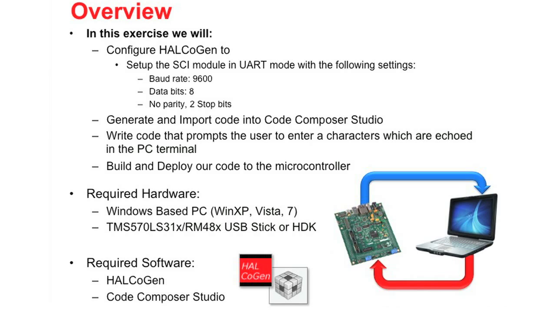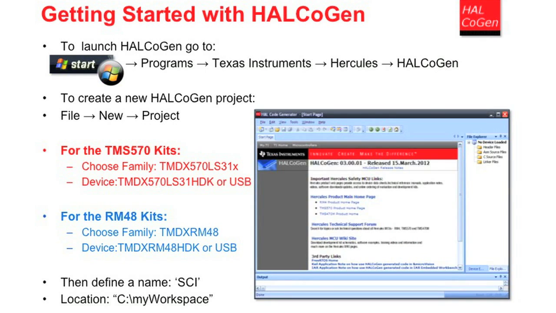For this exercise, we will need a Windows PC, either the TMS570 LS31 or RM48 USB stick, or either of the Hercules development kits. We will also need HALCoGen and Code Composer Studio. To start the HALCoGen application, go to the Windows Start menu and select Programs, Texas Instruments, Hercules, HALCoGen. To start a new HALCoGen project, select File, New, Project.